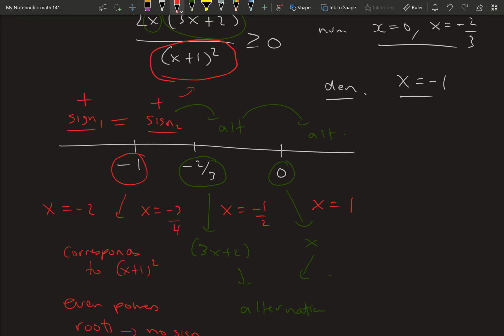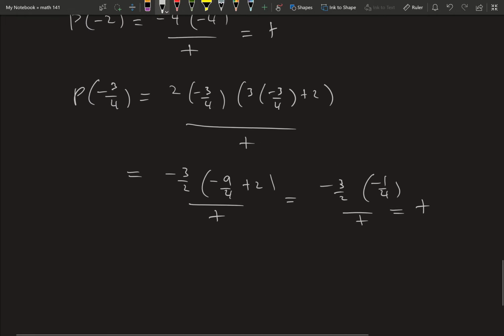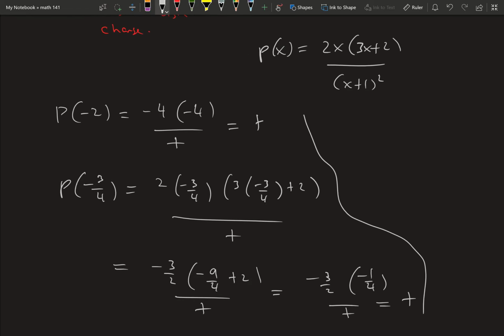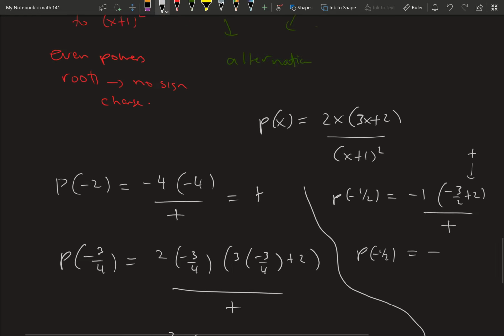And then we're going to alternate. Again, we'll check that this is true by plugging in the last two numbers. If you plug in negative 1/2, so let's do it over here, p of negative 1/2, what do we get? We'll get negative 1 times negative 3/2 plus 2. And here, notice this is a positive term times a negative over a positive. This is a negative number. It's not negative 1 necessarily, but it's negative overall. So p of negative 1/2 is a negative number.